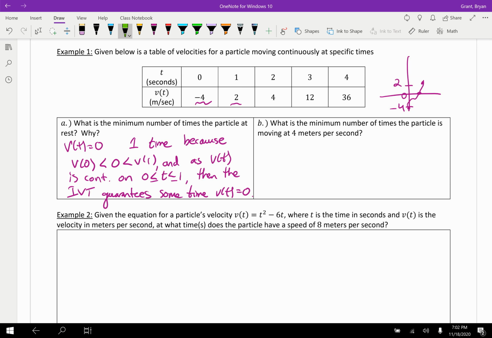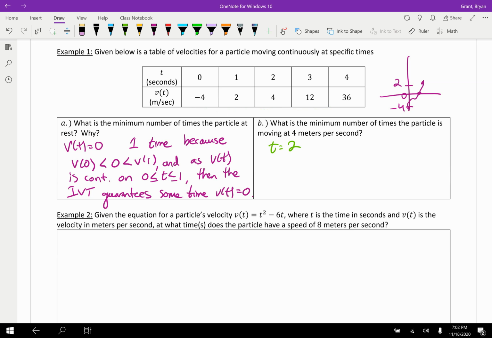Well, 4 meters per second. We know it's moving at 4 meters per second, definitely at t equals 2. Anywhere else? If you try to use the IVT, you're like, well, 4 isn't between here, isn't between here, it is 4, not between there, not between there.